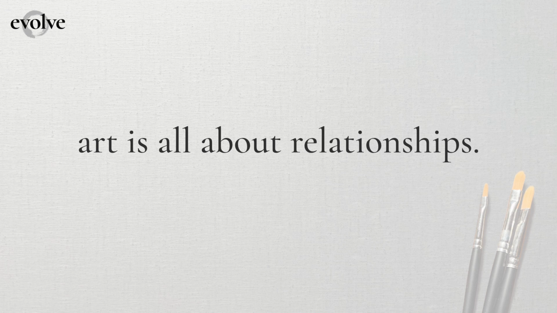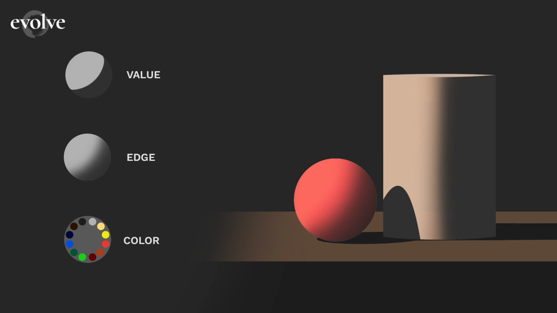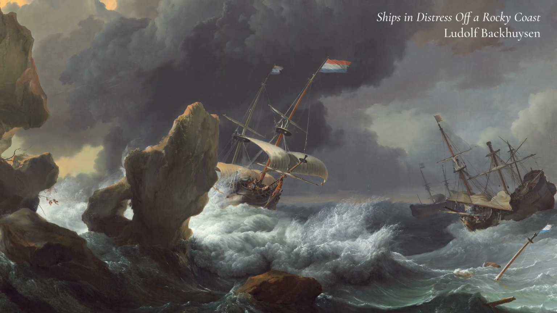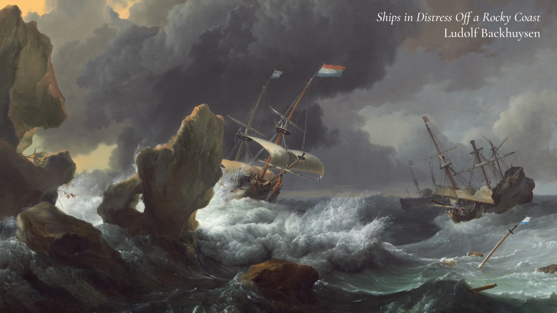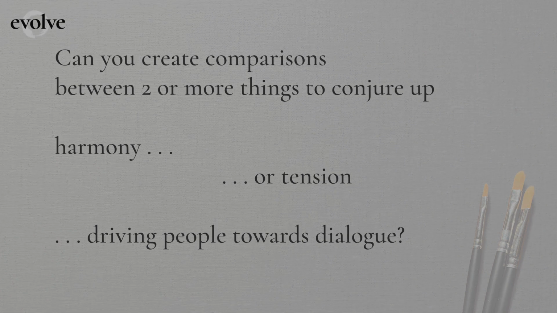And the first thing that I want to start off with is just kind of a blanket statement, is that art is all about relationships. This is fundamental to narrative art. As you all know, we have value, edge, and color. Those are all relationships that you manage to make your paintings. But you also have relationships like good versus evil, water and stone. Like, think about how beautiful it is to see waves crashing up against a rocky shore, and how stone is like unchanging, it's unmoving, but over time water can soften it and change its shape, right? So there's like these relationships that are interesting to us. We have one desire versus another, things like that. A comparison between two or more things that conjures up harmony or tension, and that drives people towards dialogue, right?